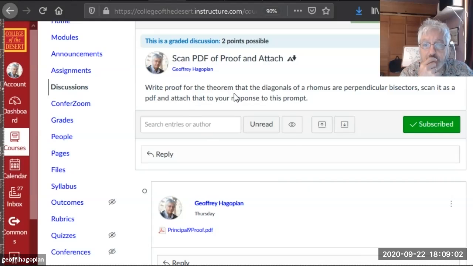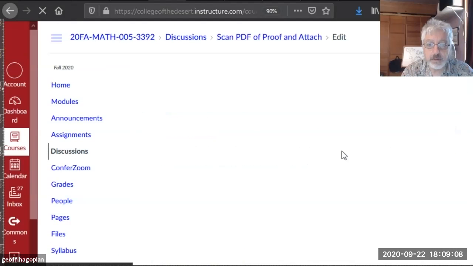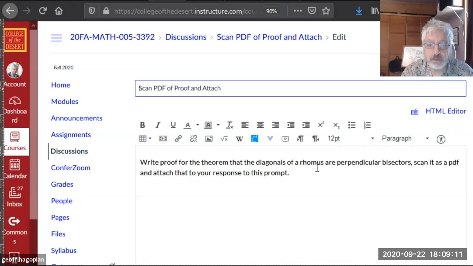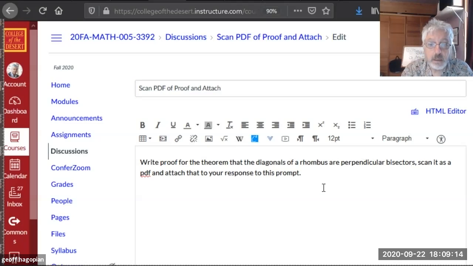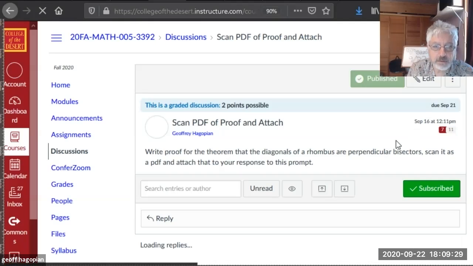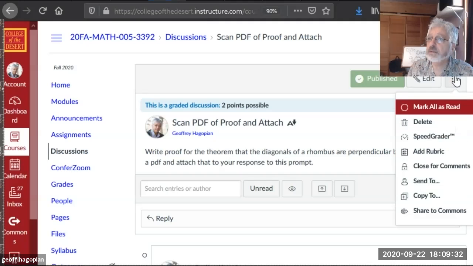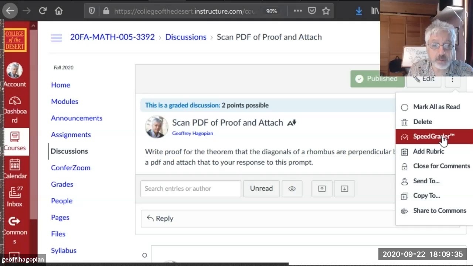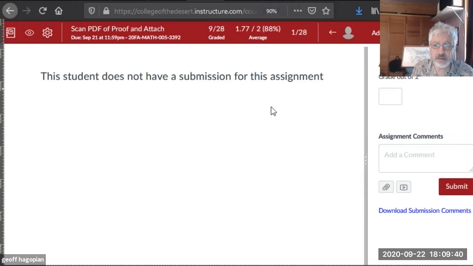What I asked for: write a proof to the theorem that the diagonals of a rhombus, oh dear, I misspelled rhombus. That's embarrassing. Rhombus are perpendicular bisectors. Scan it as a PDF and attach that to your response to this prompt. Okay, so I'm going to save that because I just changed the spelling of rhombus. And now if I choose this thing, do you see this? Yeah, so one of the options I have is what they call speed grader, which sounds good, but actually it's only fast. I mean, I guess it's sort of supposed to be efficient, right?